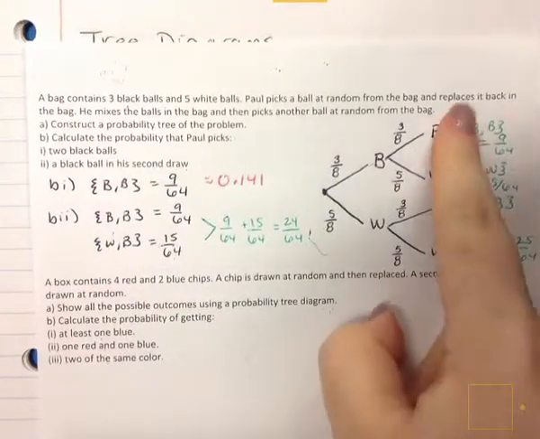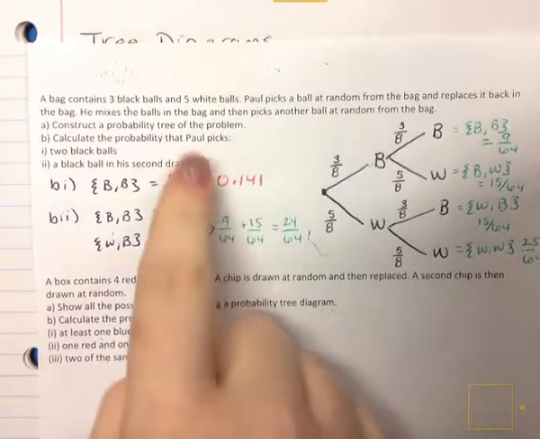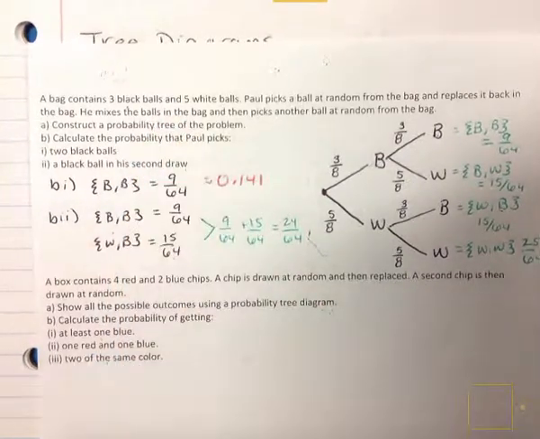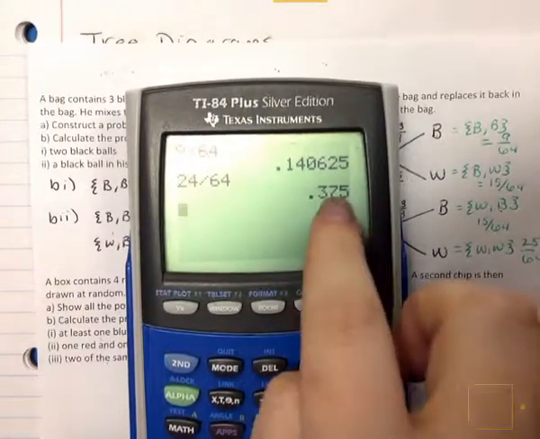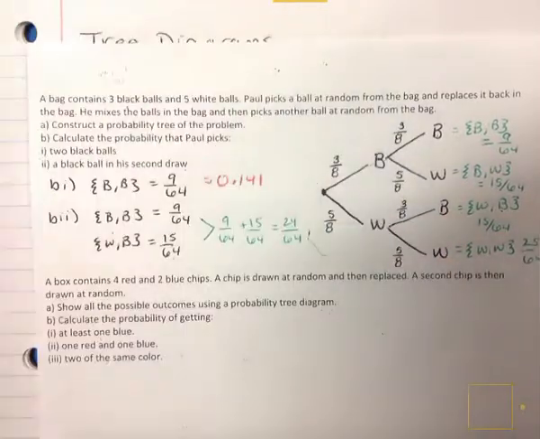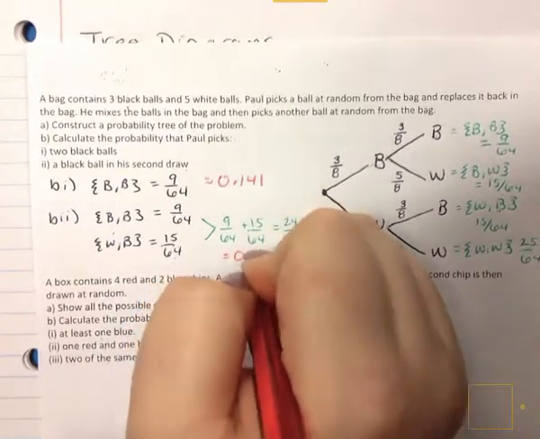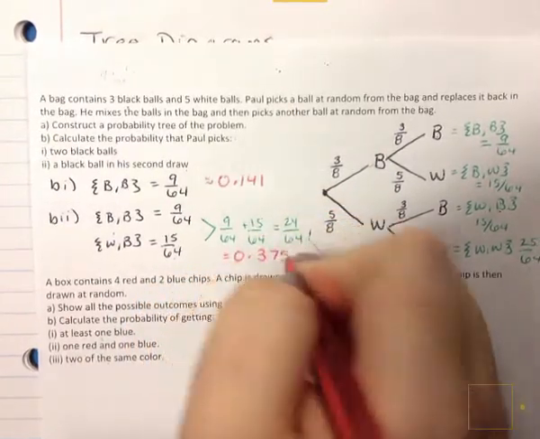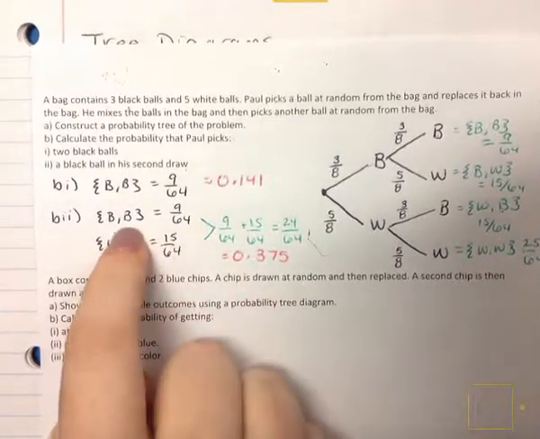That would give us our probability of getting 2 draws, because that's what he's doing, he is drawing 2 balls. So now we're just going to type in our calculator, 24 divided by 64. And we only have 3 digits, so this is our 3 significant figures. This is 0.375. And that is our probability of him getting a black ball in his second draw.